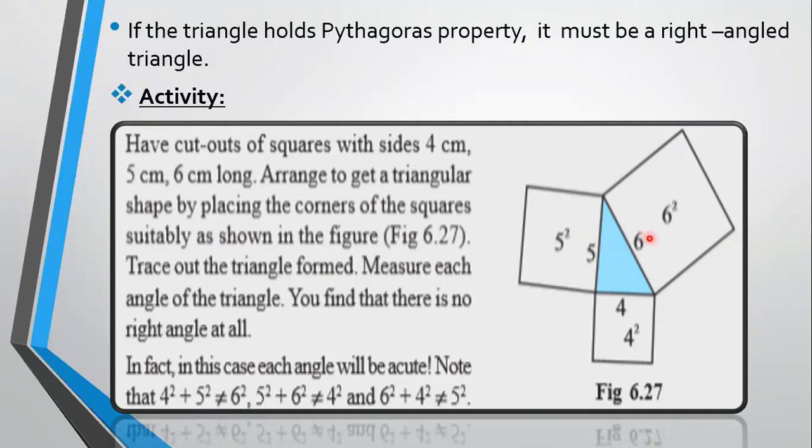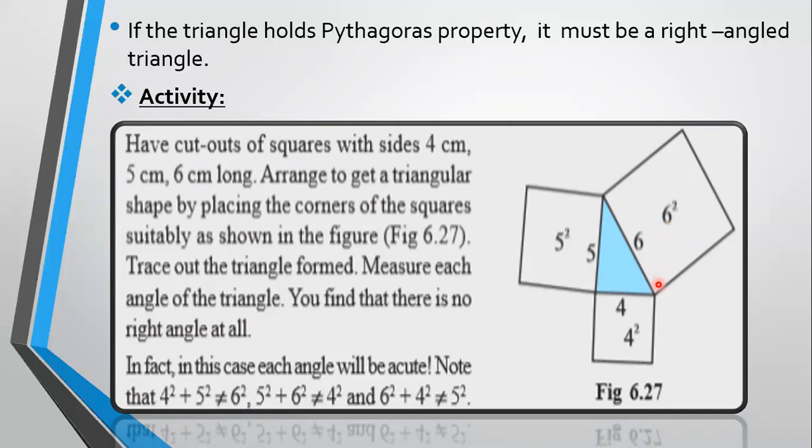And the square of 6 is 36, right? 6 into 6 is 36. That will not be equal to the sum of the squares of the other two sides. Which are the other two sides? 4 cm and 5 cm. 4 square is 4 into 4, that is 16. And 5 square is 5 into 5, that is 25. 16 plus 25 is equal to 41. And the 6 square is 36. That means, as it is an acute angle triangle, it does not hold the Pythagoras property.